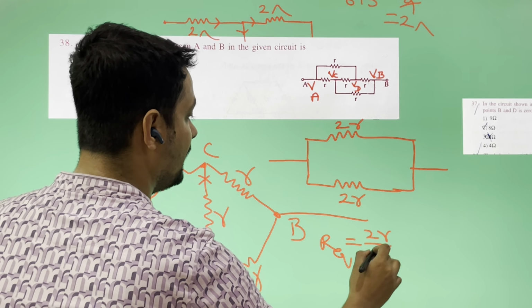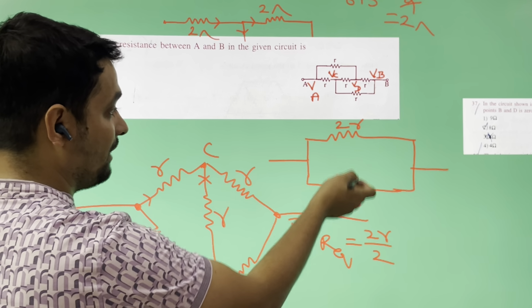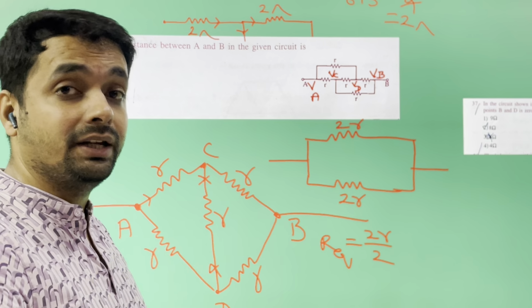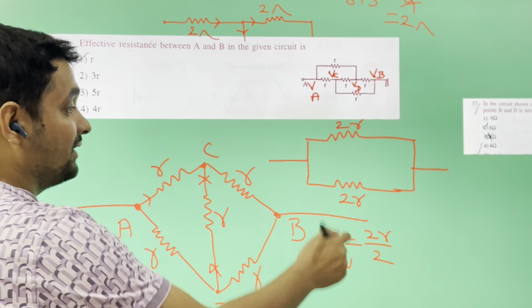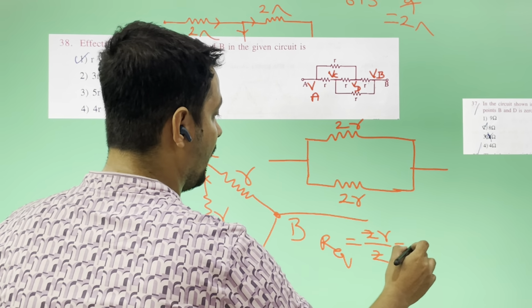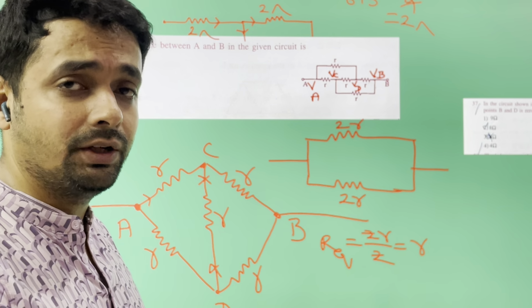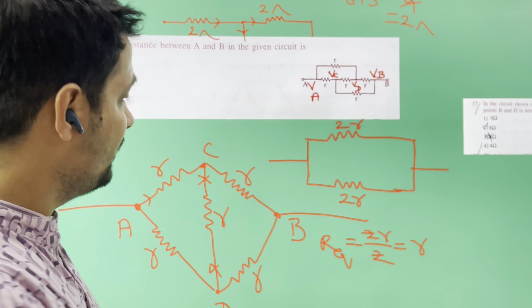2R by 2, because two same resistances. When two same resistances are in parallel, the R equivalent is R by N. So here N, two resistors are there, so we can write R equivalent will be R. And you can use the simple formula, that is 1 by R equivalent equals 1 by R1 plus 1 by R2. So same thing you will get.